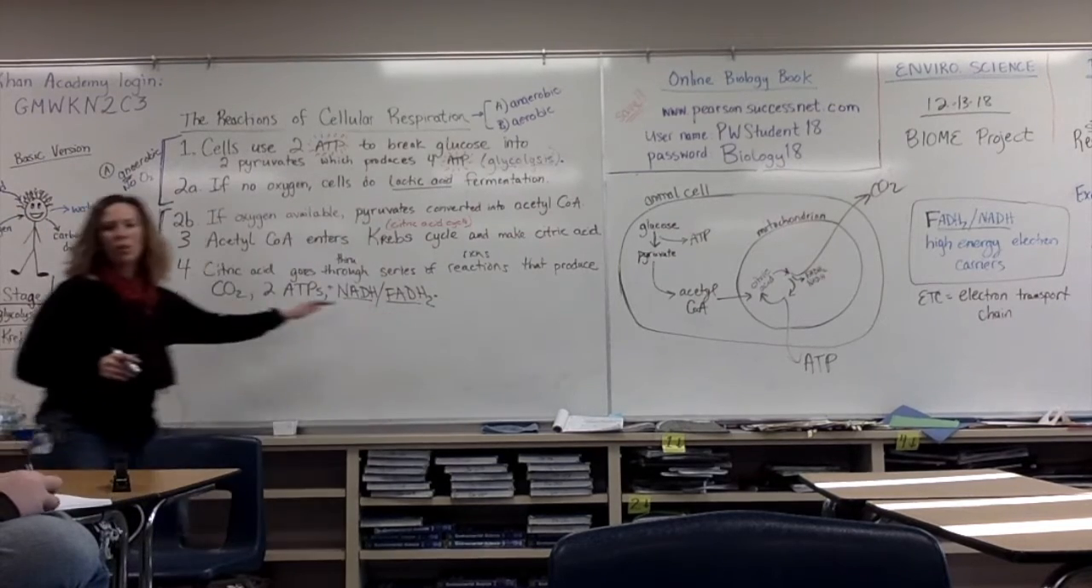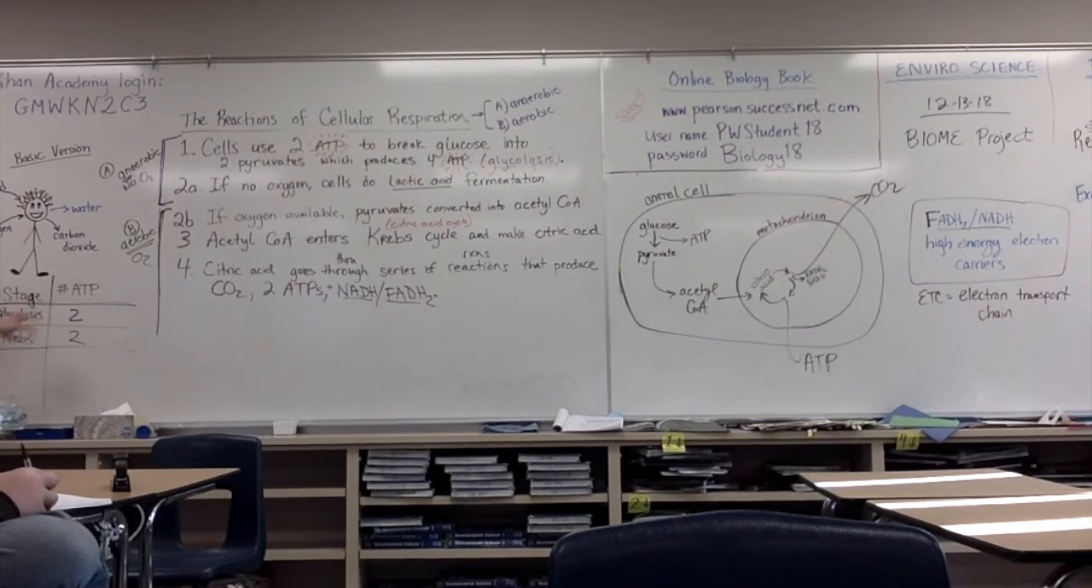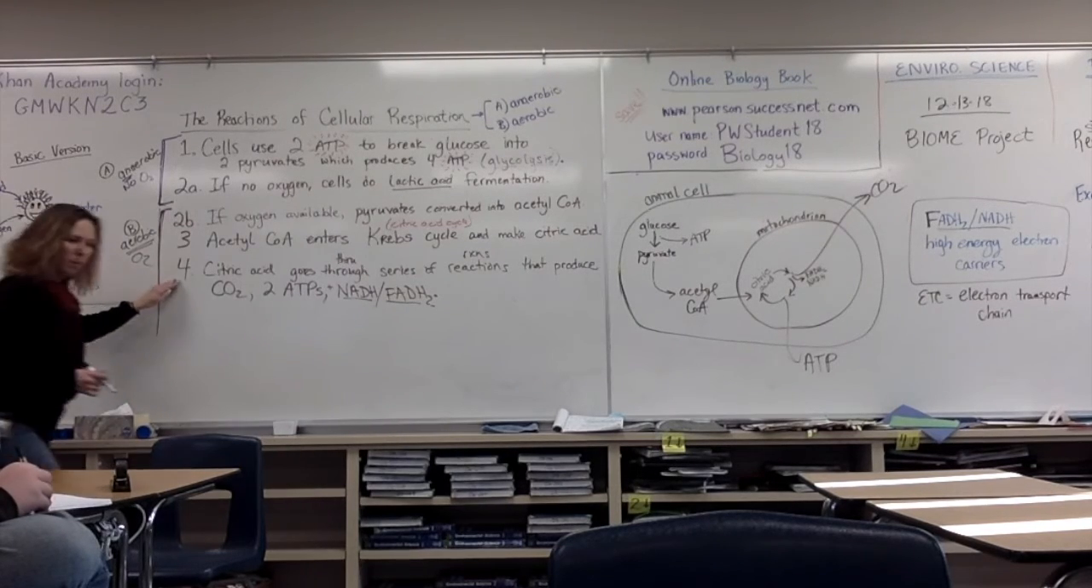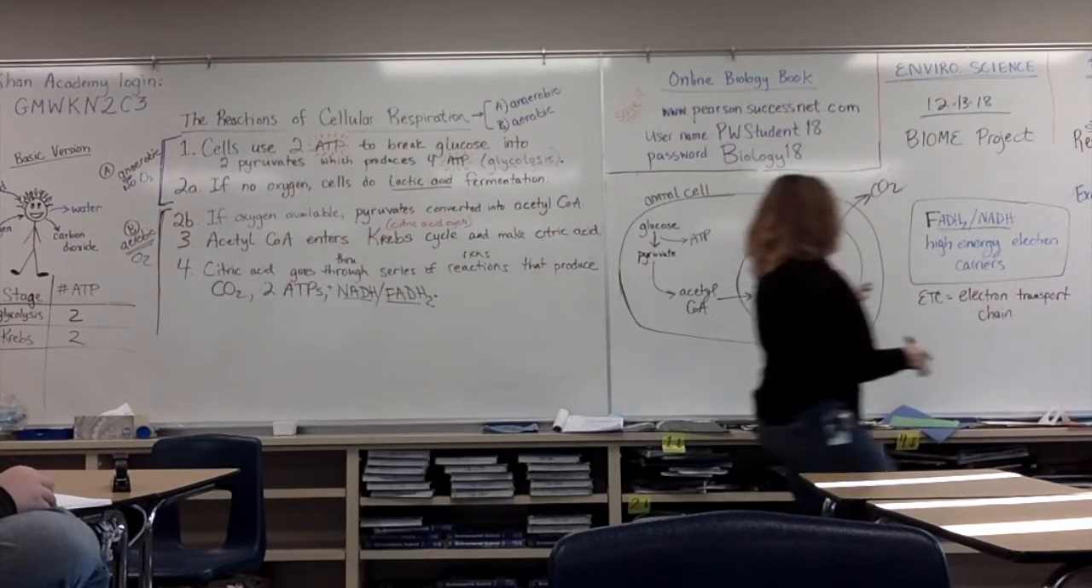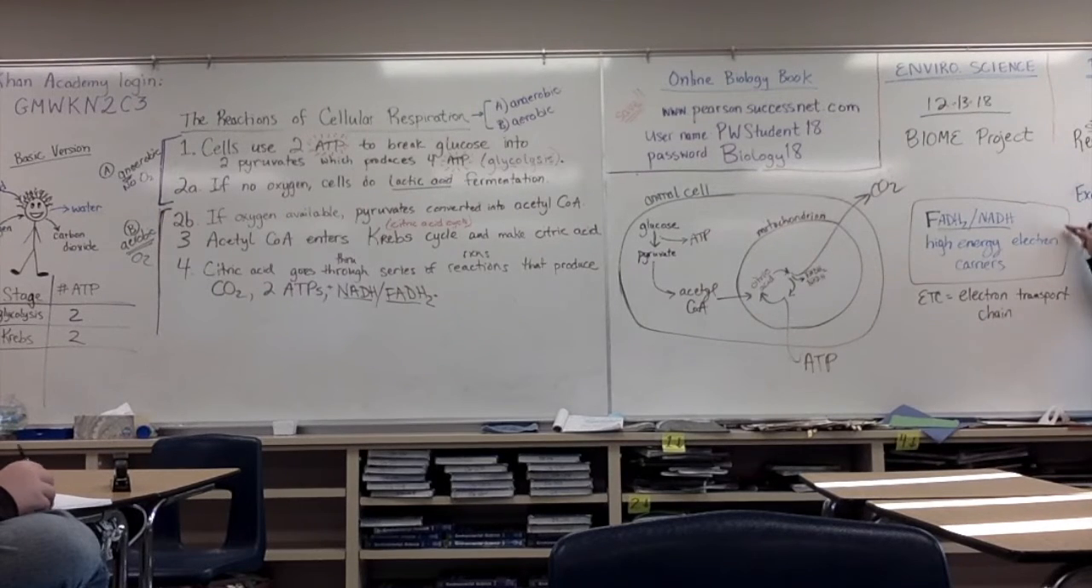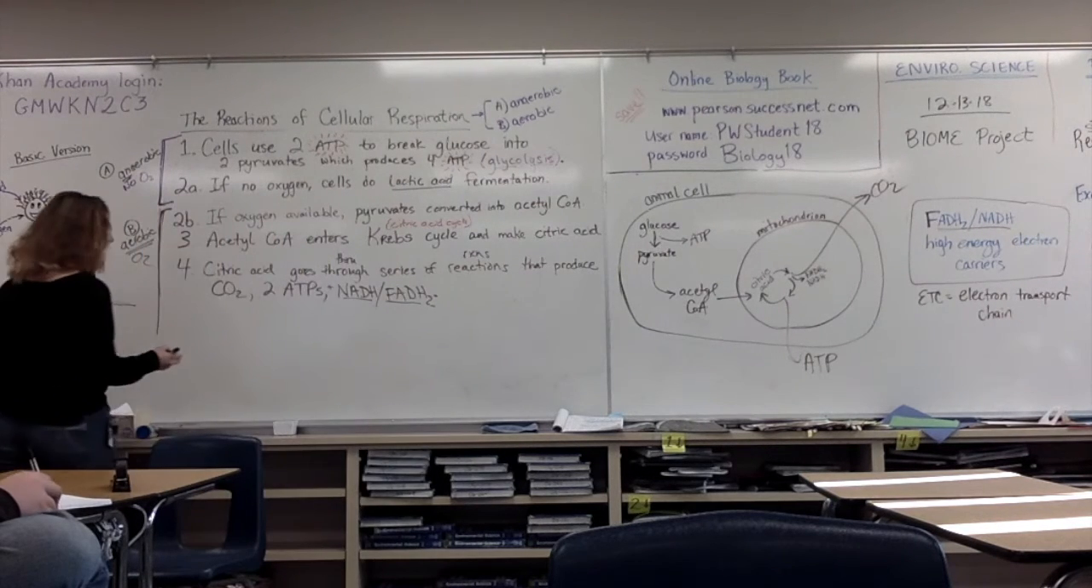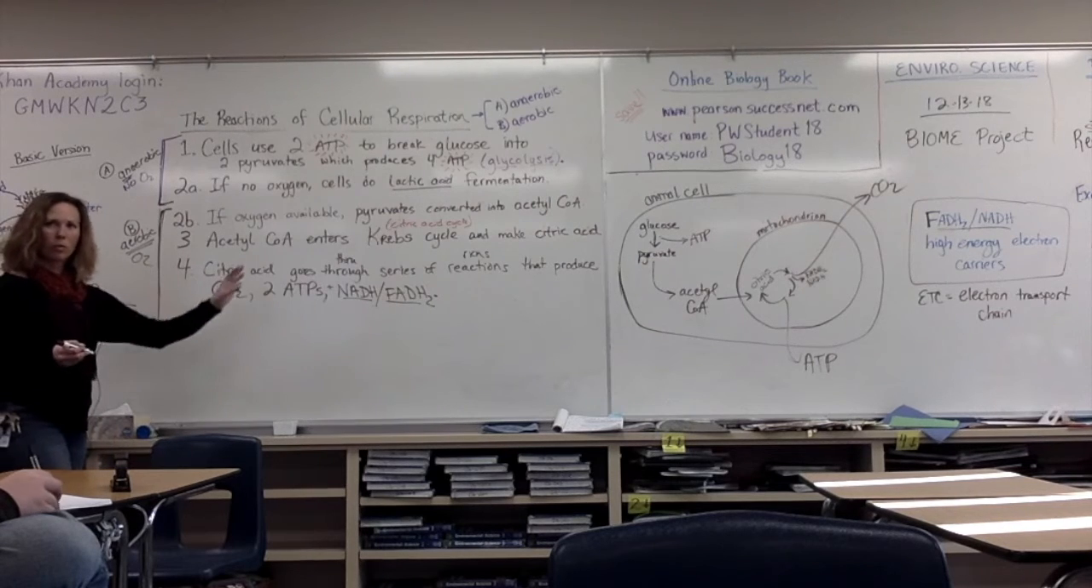In the margin next to number 4, it'd be a really good idea to write down what FADH and NADH are. They are basically just high energy electron carriers. Super excitable electrons that we pull out of these. That's why we have the Krebs cycle, is to produce those.